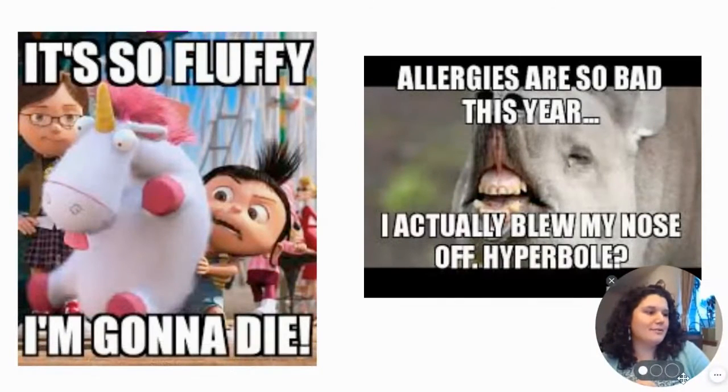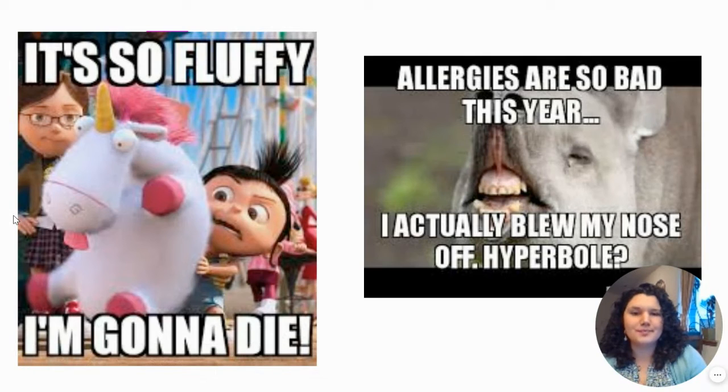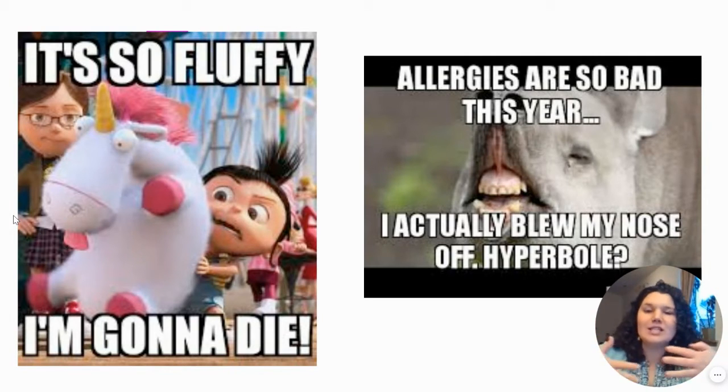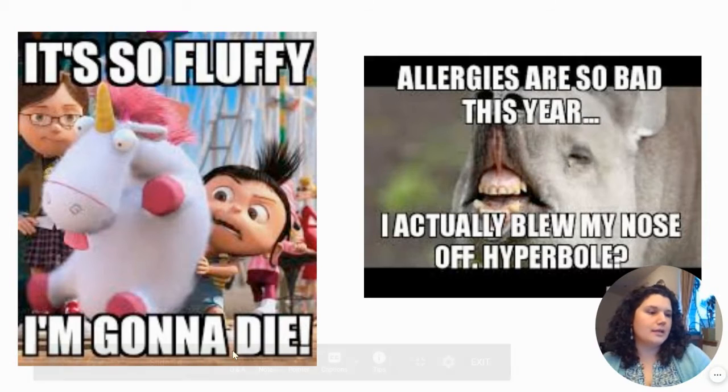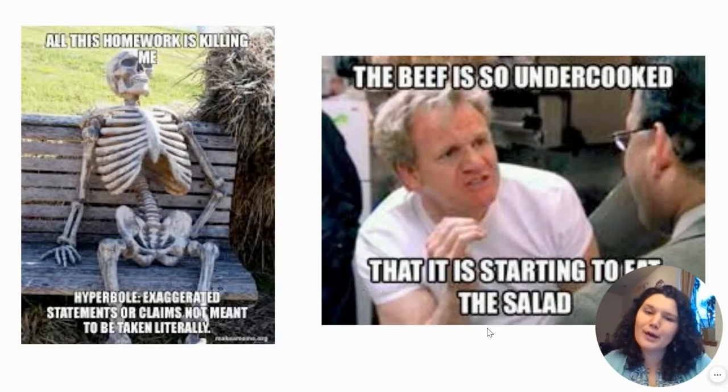Okay, here's some other great ones. It's so fluffy, I'm gonna die. That's a hyperbole. You're not actually gonna die because it's so cute, but what you mean is, I'm feeling everything right now. Allergies are so bad this year, I actually blew my nose off. You did not blow your nose off. You cannot sneeze so much that you lose your nose. It's a hyperbole. All this homework is killing me. No. It might be causing you stress, and it might be hurting your brain, but you're going to be fine. In fact, you may be stronger because of it.